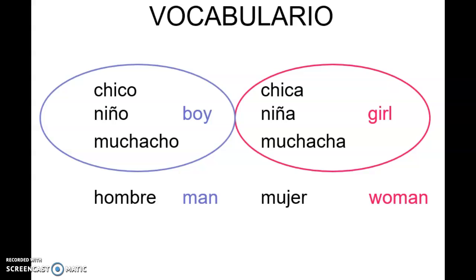Okay, you'll also encounter a couple of people words. We should have talked about chico, niño, muchacho way back when, and then you have chica, niña, muchacha for girl. I don't think we talked about the word for man. Man is hombre, and the word for woman is mujer.